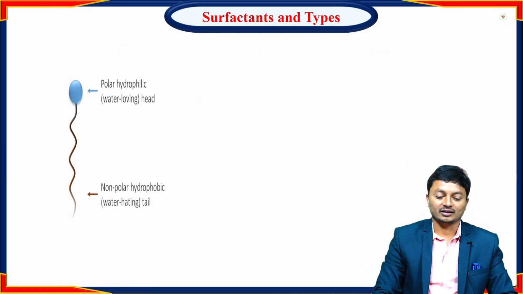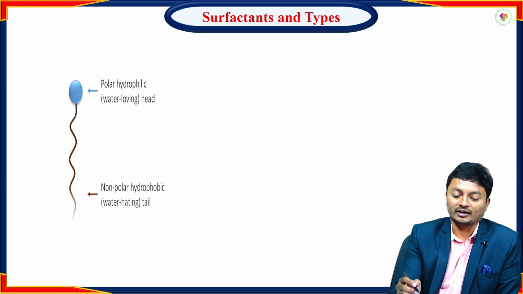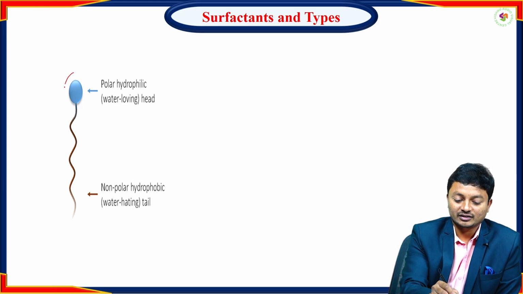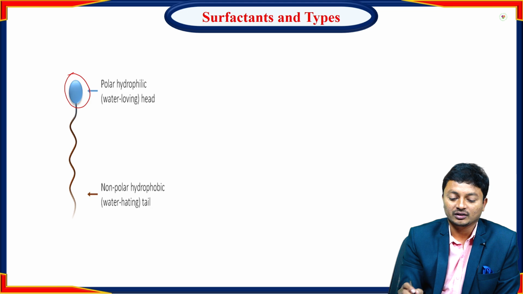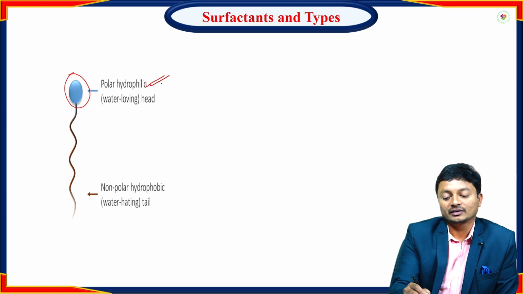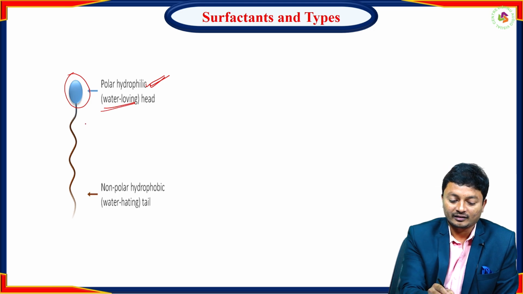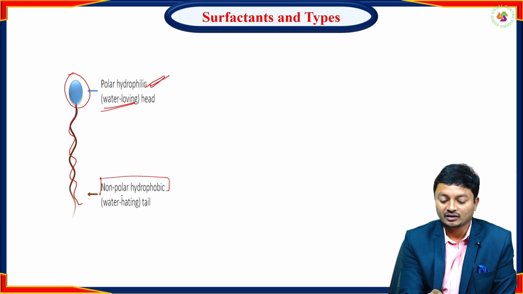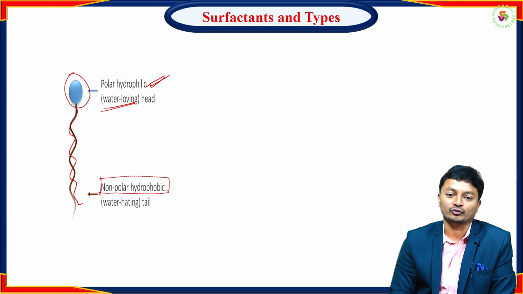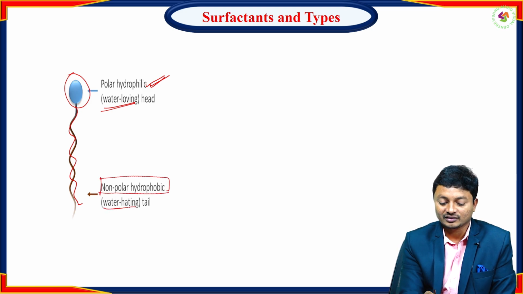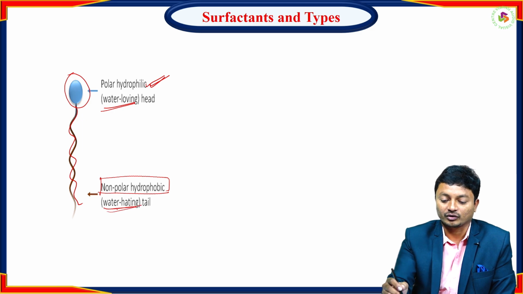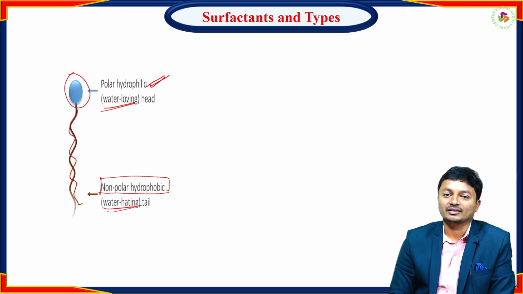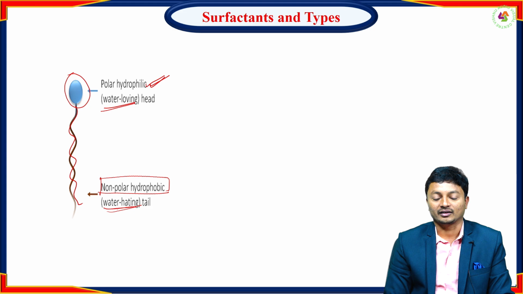Now let us discuss the diagram of the surfactant. As we discussed, this is the head portion, which is known as polar, hydrophilic in nature, also known as water loving. This is the tail portion, which is non-polar and hydrophobic, also known as water hating. So this is about the structure of a surfactant.